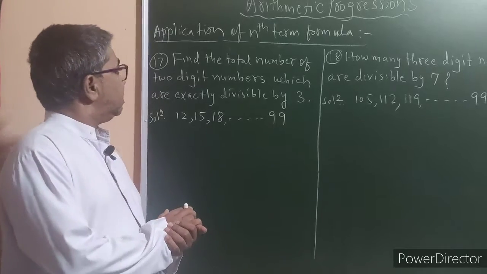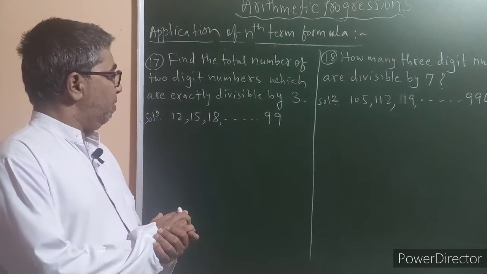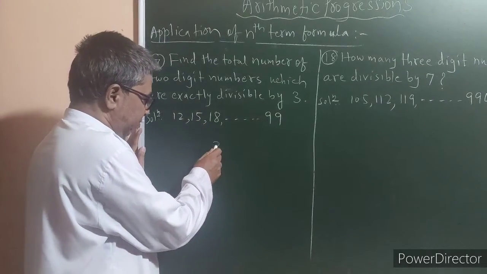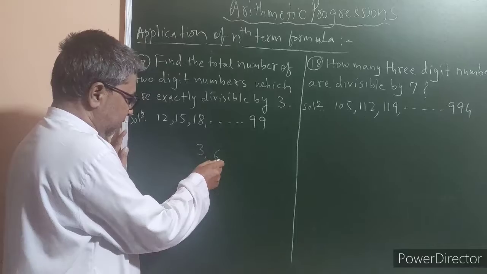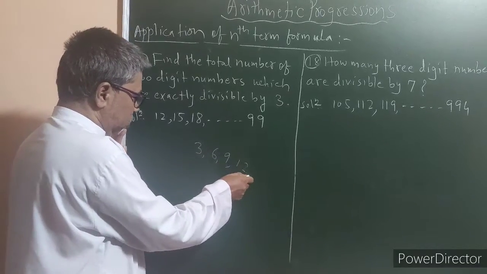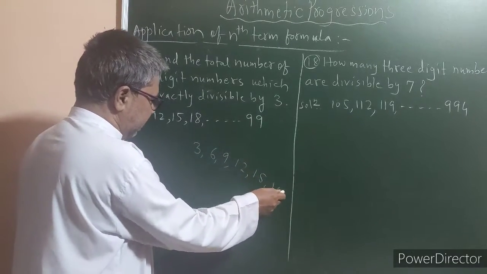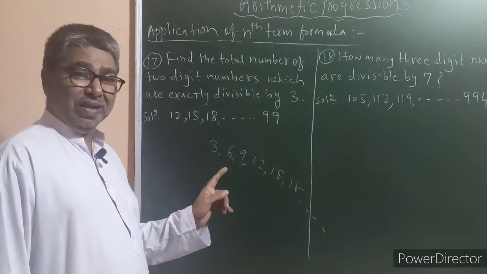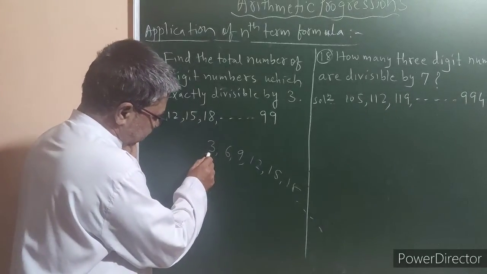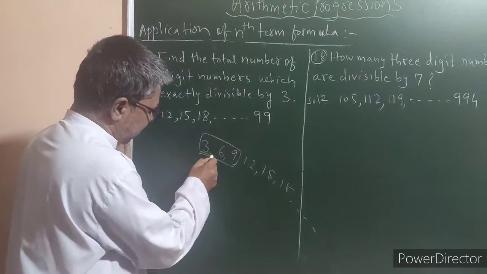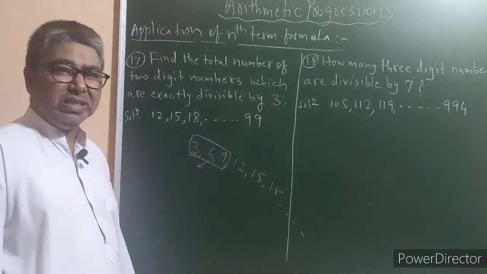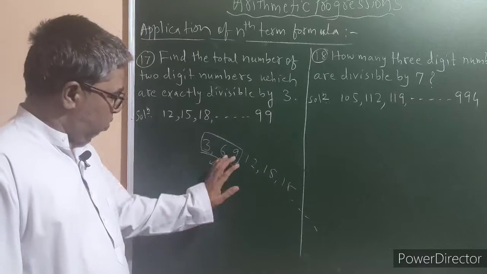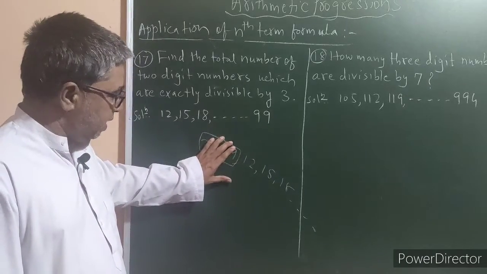See, two-digit numbers which are divisible by 3. The numbers are 3, 6, 9, 12, 15, 18, and so on. These are all the multiples of 3. But here 3, 6 and 9 are not two-digit numbers. They are single-digit numbers, so we have to exclude these 3 numbers.